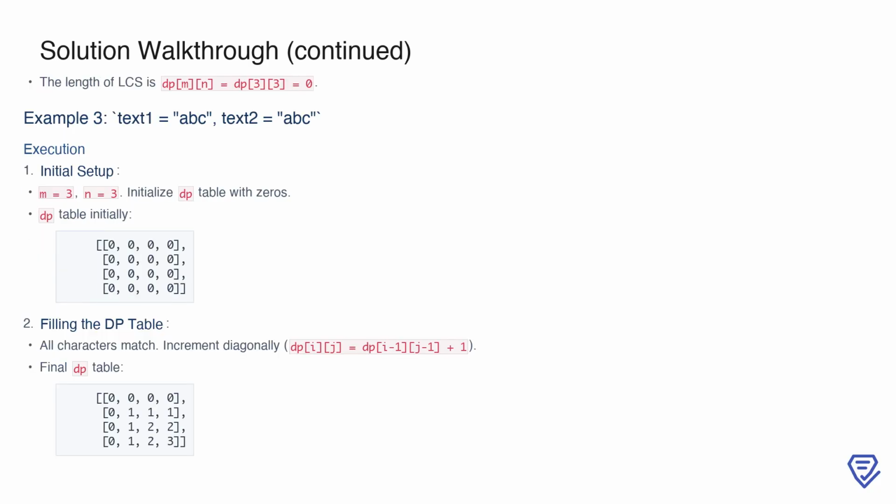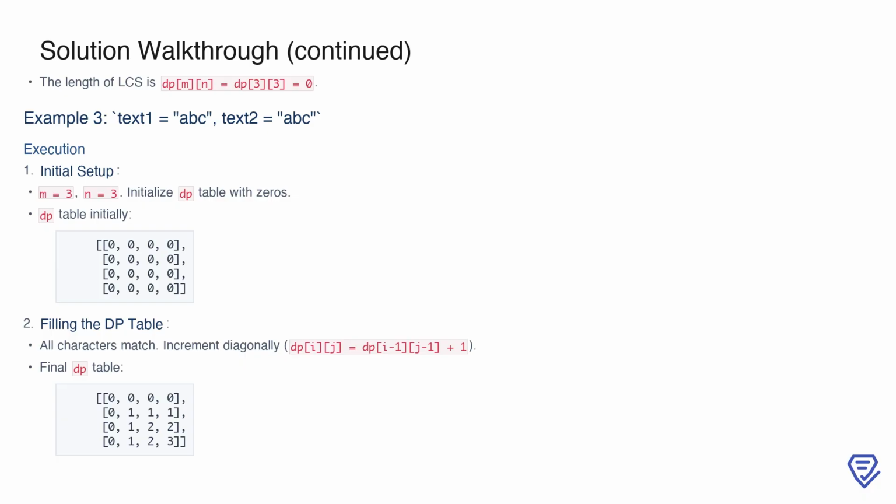With the DP table filled, we can observe that the value in the bottom right corner, dp[3][3], is 0. This indicates that there is no common subsequence between text1 and text2. Thus, the length of the LCS is 0. This example highlights how the algorithm handles cases where no characters are shared between the two strings. By systematically filling the DP table, we confirm that the result is correct.